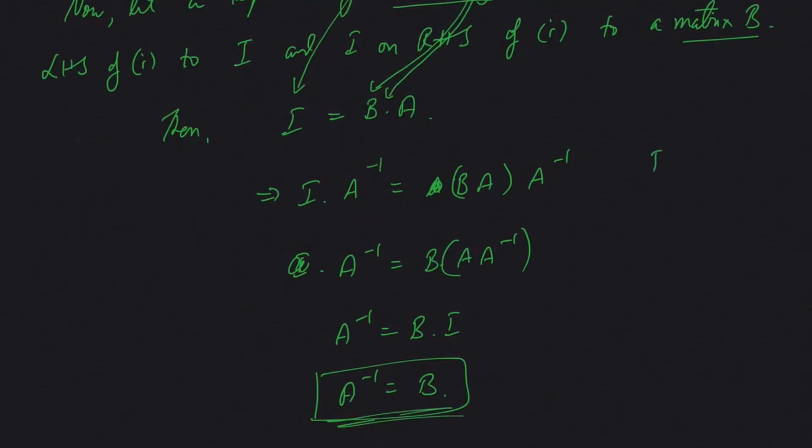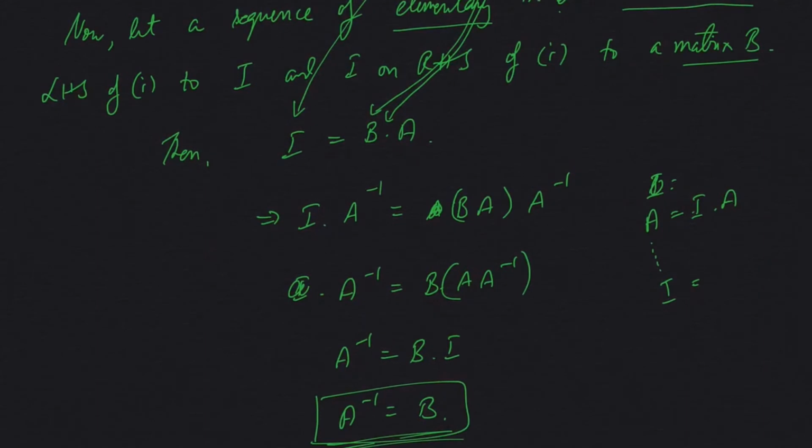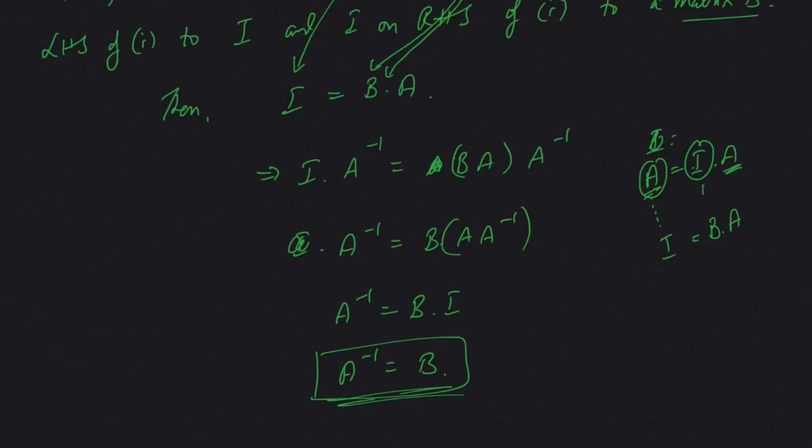So we start with A equal to I into A, and apply elementary row operations only to convert A to the identity matrix. The same operations applied to I will change it to another matrix B. So after the elementary operations, you will be left with this. By the theorem, if A into B equals B into A gives us I, then B is nothing but the inverse of A.